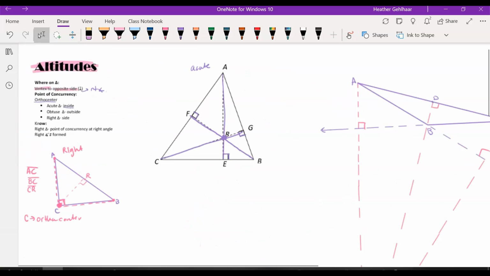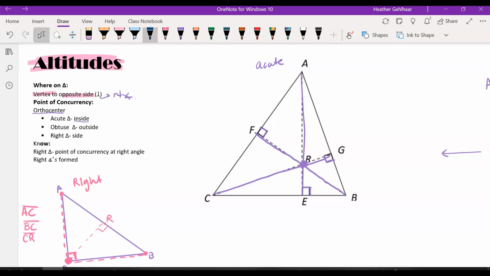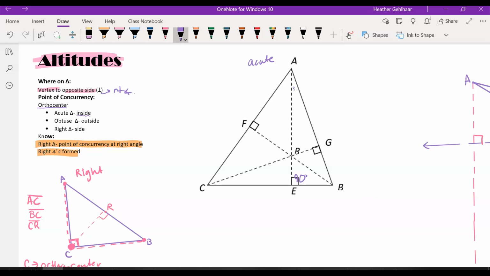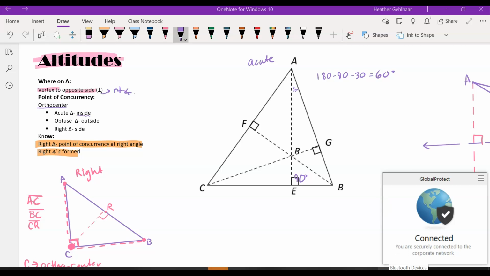All right, so let's go ahead and do some math here. So with an altitude, and I'm going to erase these here just so it's a little easier to see. Okay, so we know right angles are formed, so that means this is 90 degrees. Okay, 90 degrees. That's it. So let's say I gave you this here is 30 degrees. You would have to say, okay, 180 minus 90 minus 30 will equal 60 degrees. So that means this angle here is 60 degrees.